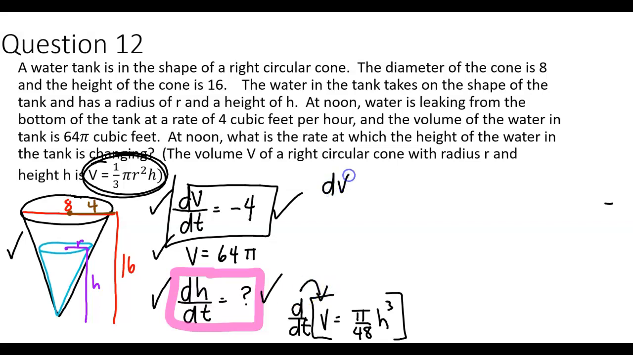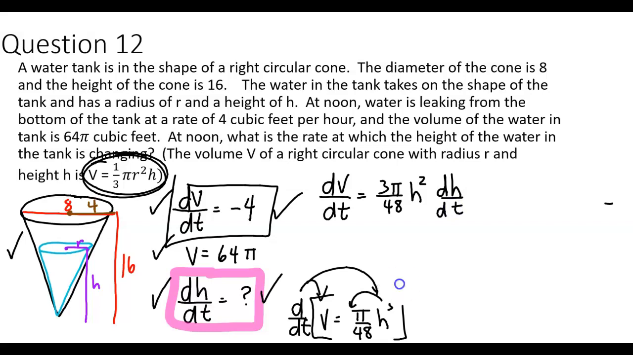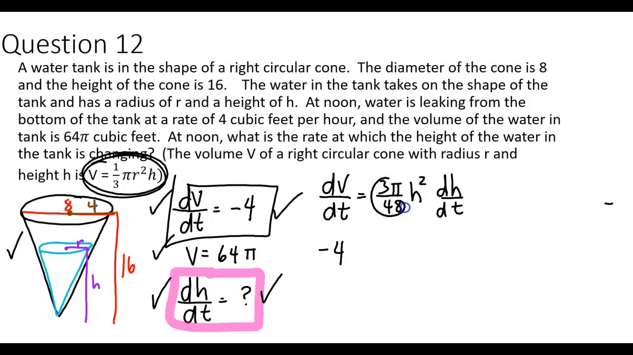We end up with dv over dt is equal to, let's do our power rule here. I'm going to put the 3 over there with that. And we also get a dh dt. Okay. Now we're going to go ahead and plug in the given information here. We have dv dt is -4. I can reduce this. That's going to be pi over 16. I don't know h yet, but I'm going to come back to that. And I definitely don't know this yet because that's what I'm trying to find. So before I can find dh dt, I need to figure out what my height is.